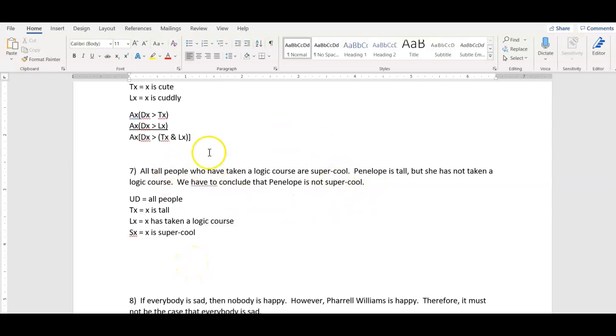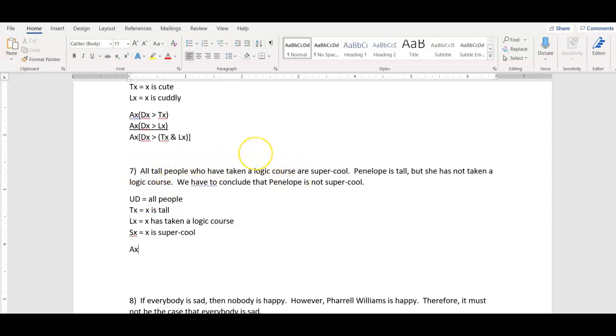Also, there's nothing we're talking about in this argument that's like a dog or an animal or a rock or a house or whatever, right? The thing we're talking about here is people. Only people take logic courses, etc. Okay, so let's do premise one. All tall people who have taken a logic course are super cool.